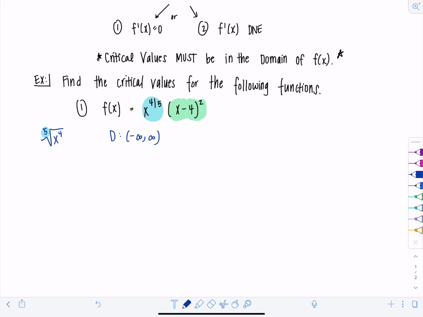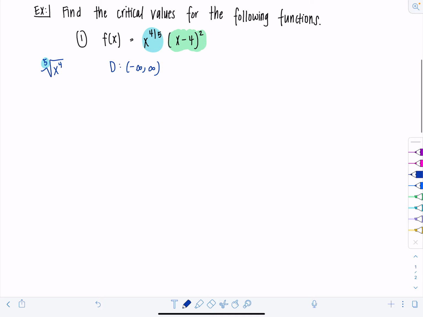Now it's derivative time. So when we take the derivative, I already notice that there's two smaller functions that make up f of x that are being multiplied together. So I need to use the product rule. Here we go. All I do when I take the product rule is I think the two functions take turns having their derivative taken. So first, let's take the derivative of x to the 4/5. I'm going to bring the exponent down in the front and then subtract 1. That's my new exponent. So 4/5 minus 1 is negative 1/5. And then you leave the other function alone. So leave alone x minus 4 squared.